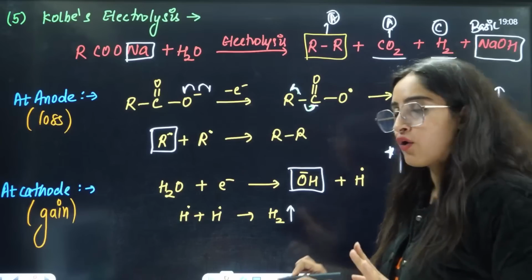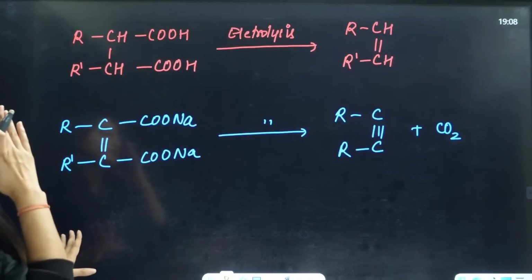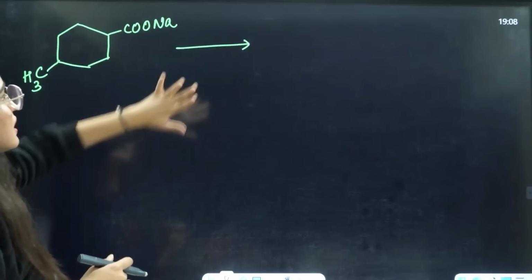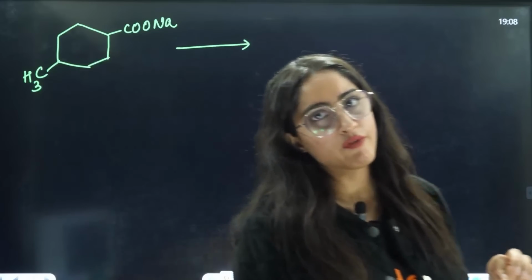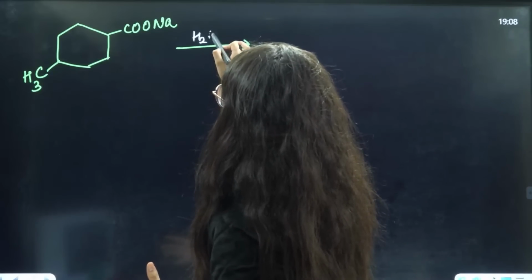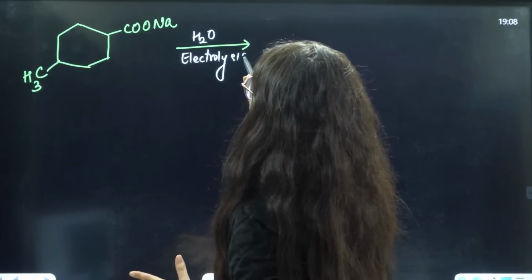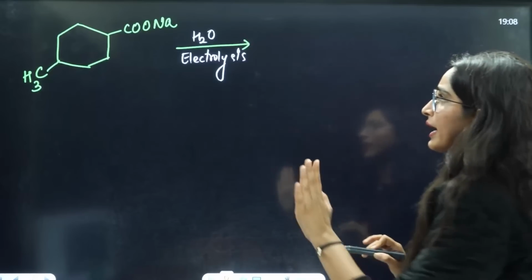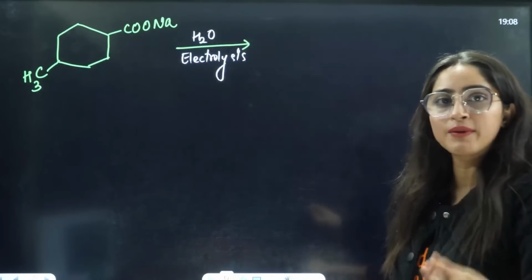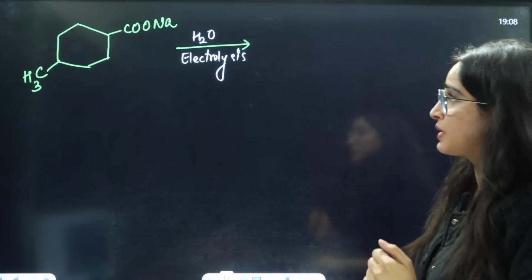Now, related to the free radical mechanism, what kind of questions can they ask? Firstly, let me show you what kind of question. This is the question they have given. They are saying that you are doing Kolbe's electrolysis, you are adding water, you are doing electrolysis. By this you should be clear that if COONa is given and there is electrolysis, this is a question of Kolbe's electrolysis. You need to see the reagents as well.